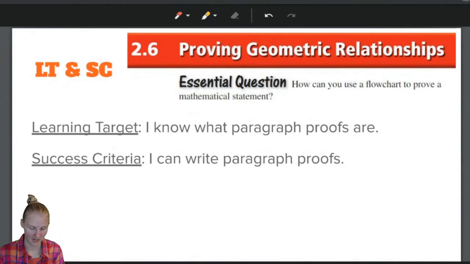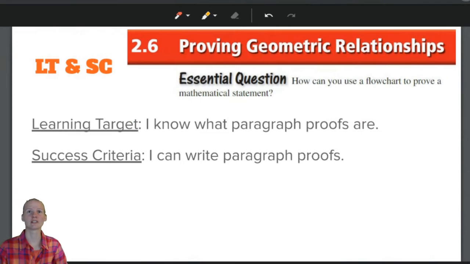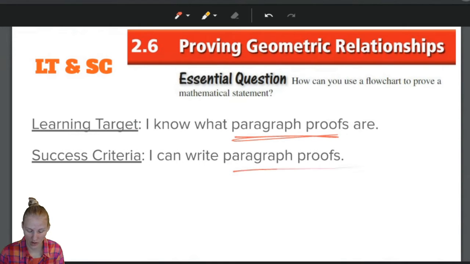All right, today we are on part 2 of section 2.6, proving geometric relationships. And now, our learning target is that you know what paragraph proofs are. And the success criteria is that you can write paragraph proofs.